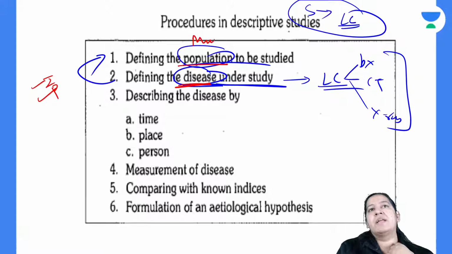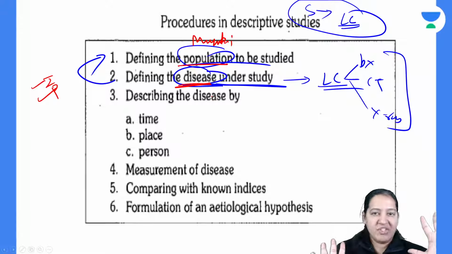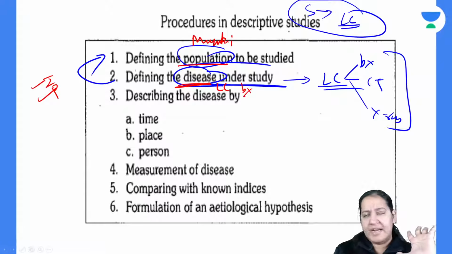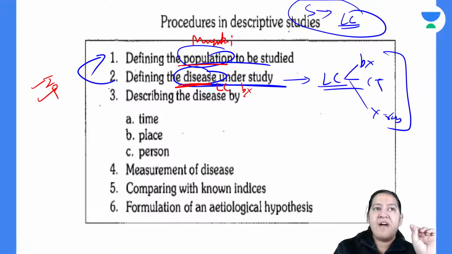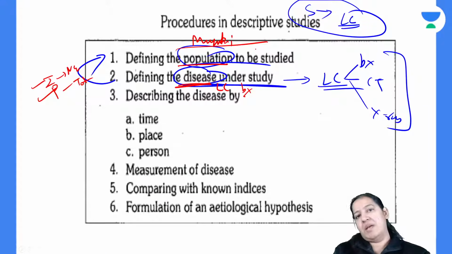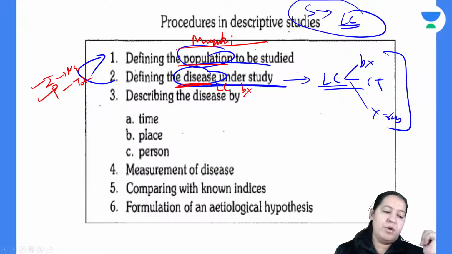My population is Mumbai. The entire Mumbai is my population under study, in which I will do this study. My disease is lung cancer, and it should be biopsy proven. That is my definition of disease under study. So I will find all new cases and total cases of all the lung cancer patients in entire Mumbai. That is defining my disease under my study population. Give me a thumbs up.